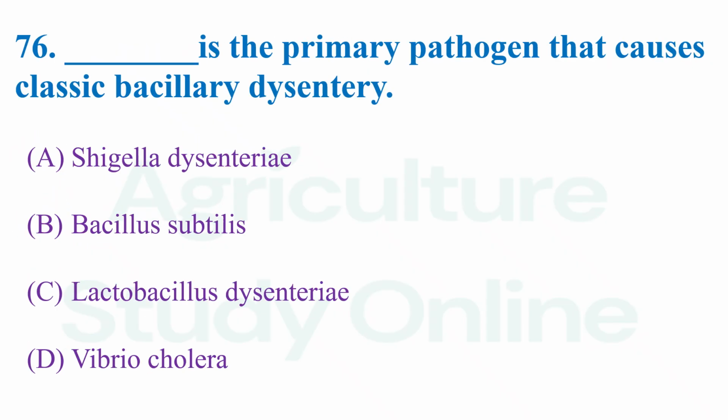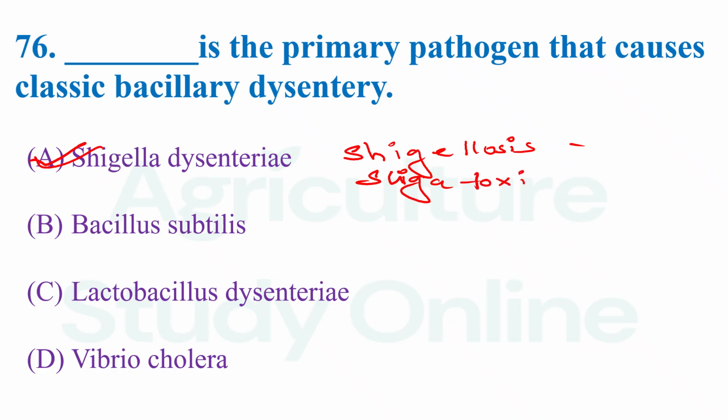Question number 76. Dash is the primary pathogen that causes classic bacillary dysentery. So first one, that is Shigella dysenteriae. So this is the correct option, since it is the primary cause of bacillary dysentery, that is shigellosis. It produces Shiga toxin. And symptoms can be like bloody diarrhea, abdominal cramps, and fevers.